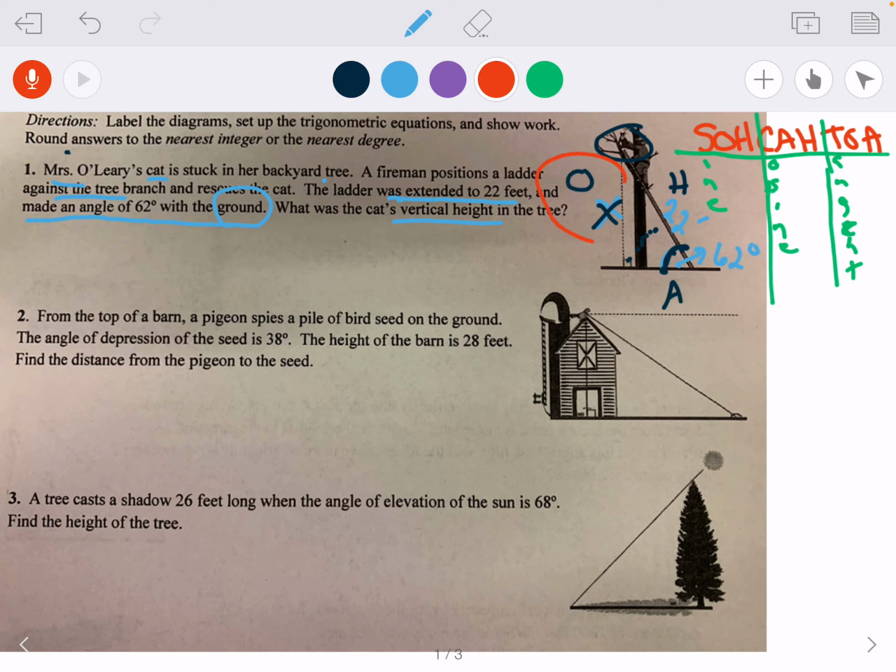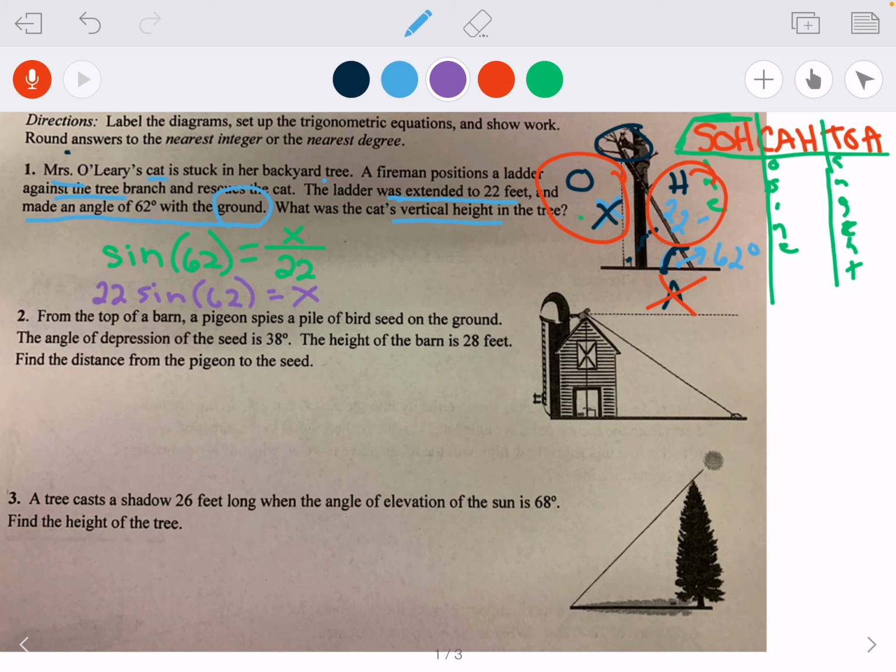So I need to find x, so that's one of it. I don't have anything with A, but I've got H. So the trig function that uses O and H is sine. So I start with sine, the angle 62 degrees. Opposite is my x, and hypotenuse is 22. You solve this by multiplying 22 to both sides.